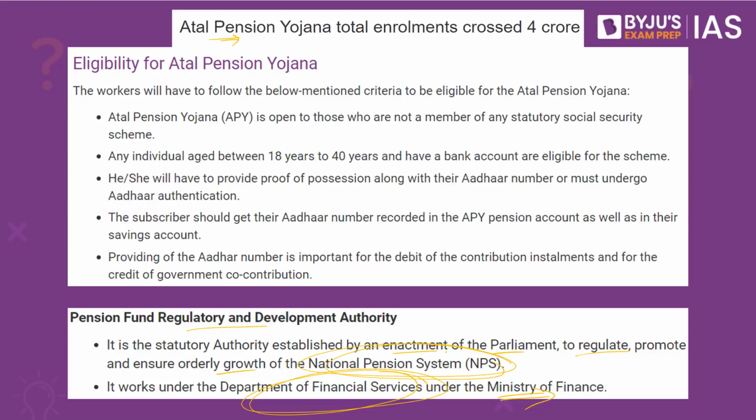What is the eligibility criteria for the Atal Pension Yojana? Atal Pension Yojana is open to those who are not a member of any statutory social security scheme. Any individual between 18 years to 40 years having a bank account is eligible for the scheme. He or she will have to provide proof of possession along with the Aadhaar number or must undergo Aadhaar authentication. The subscriber should get their Aadhaar number recorded in the APY pension account as well as their savings account. What are the benefits of this scheme?